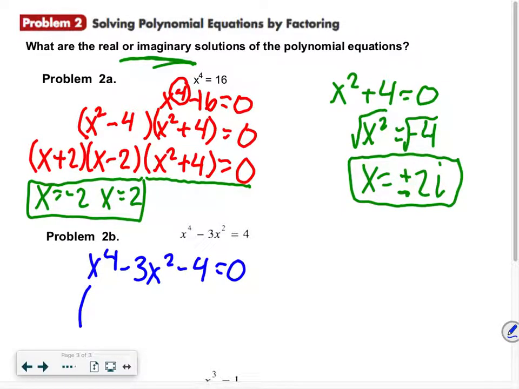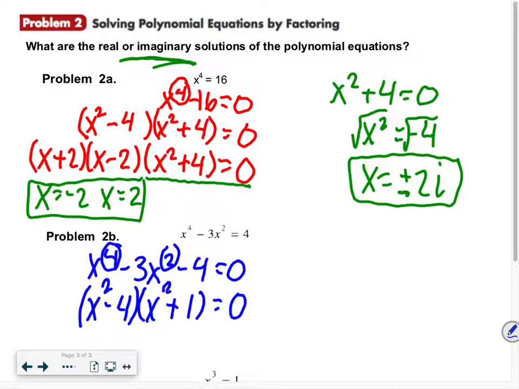Take out what you can. Can we take anything out? No. Numbers that multiply to 4 and add to 3: 4 and 1. Which one's minus? 4. So minus 4 and plus 1. What do I need to do with my x's if this is a 4 and this is a 2? These need to be squared, yes.